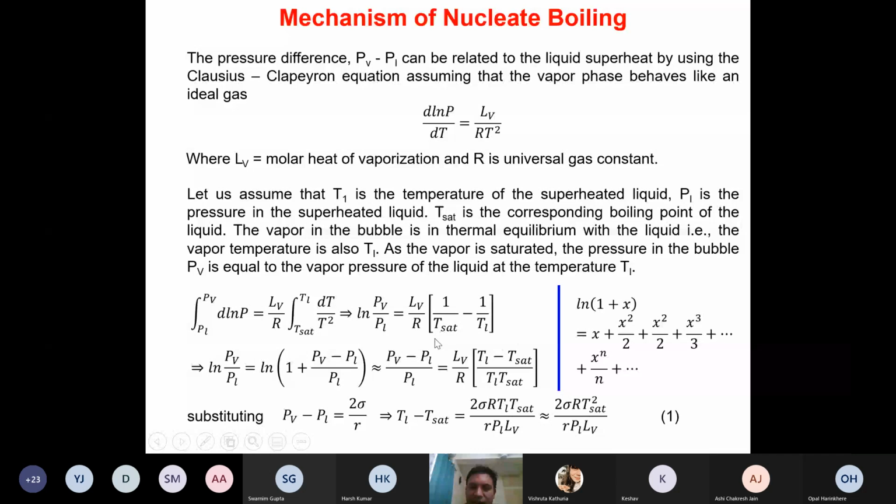approximated. So ln(PV/PL) can be represented as ln(1 + (PV minus PL)/PL), and this bracket can be simplified as shown on the right hand side. So here you can see ln(1 + x) can be approximated as equal to x, isn't it? So that's the approximation. All the higher terms, x square, x cube, x^n, are omitted here. Okay. So all the higher order terms are omitted here.